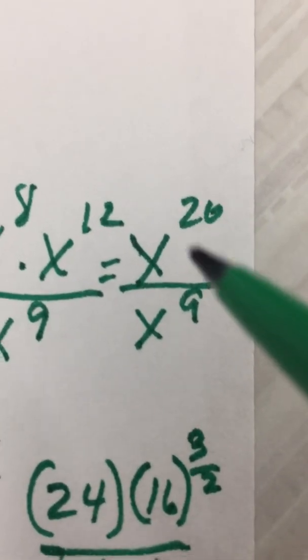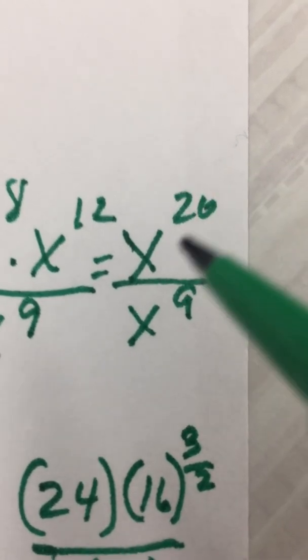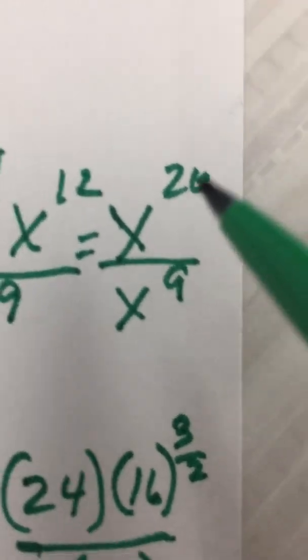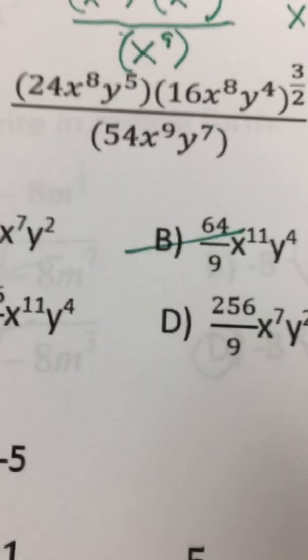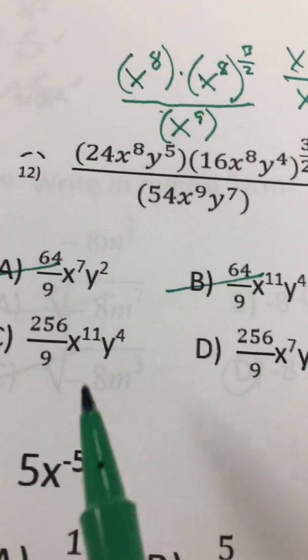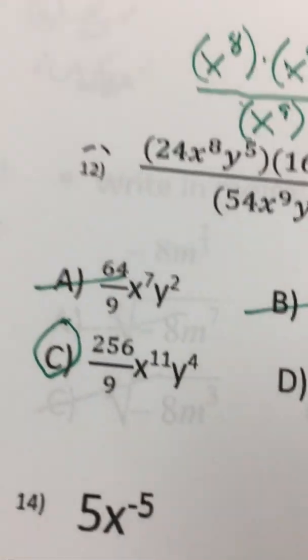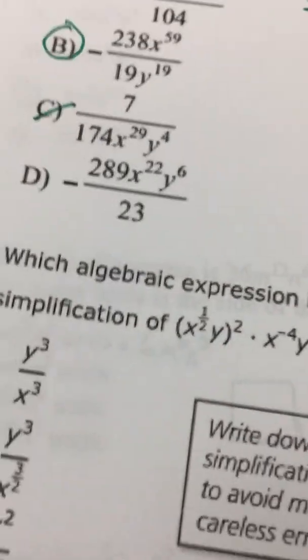Are the leftovers going to be on top or bottom? There were more of them on top than there were on bottom, so the leftovers are on top. So I have x to the 11 on top. So let's go find the answer that has x to the 11 on top. Do you see which one has x to the 11? Not that one. So which is the answer? C. All right, we're almost done with this one.